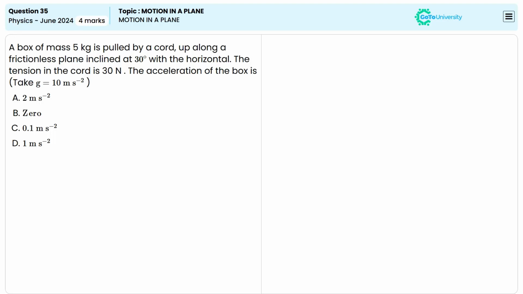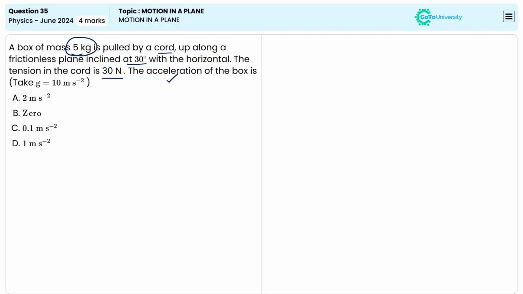A box of mass 5 kg is pulled by the cart up along a frictionless plane inclined at an angle 30 degrees with the horizontal direction. The tension on a cart is given as 30 Newton. Find the acceleration of a box.